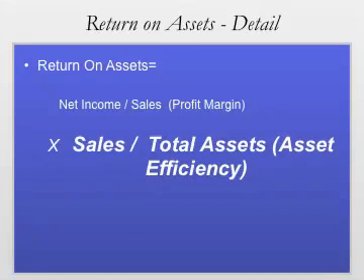So remember, return on assets, which in its initial form is net income divided by total assets, can be split into two separate ratios that are multiplied by each other. One was the net income divided by sales, or profit margin component. That can be multiplied by the asset efficiency ratio, sales divided by total assets. That's what we want to look at.